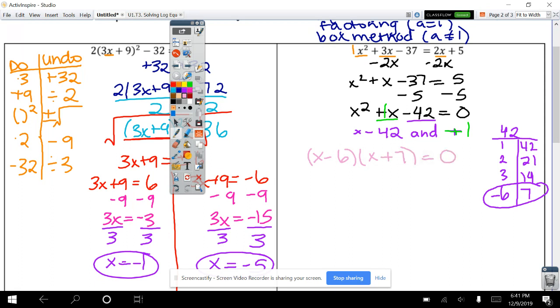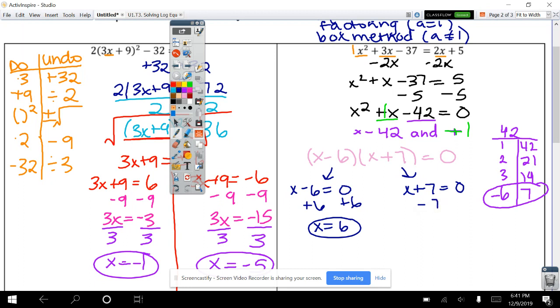Now this is where we get to use the zero product property. We set both factors equal to 0 and solve. So x minus 6 equals 0 and x plus 7 equals 0. And it's real quick to solve these. Add 6 on both sides on this one. That gives you x equals 6. Then this one you need to subtract 7 on both sides. And that gives you x equals negative 7. We have 2 solutions there.